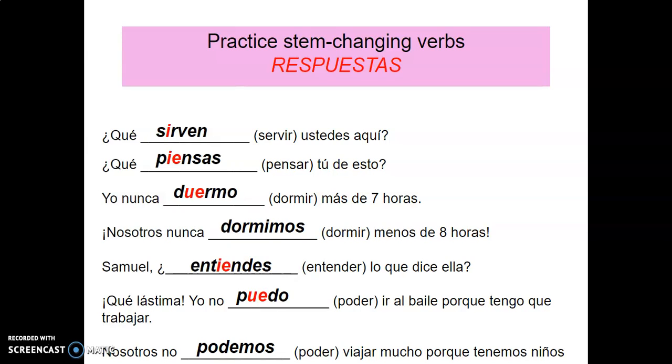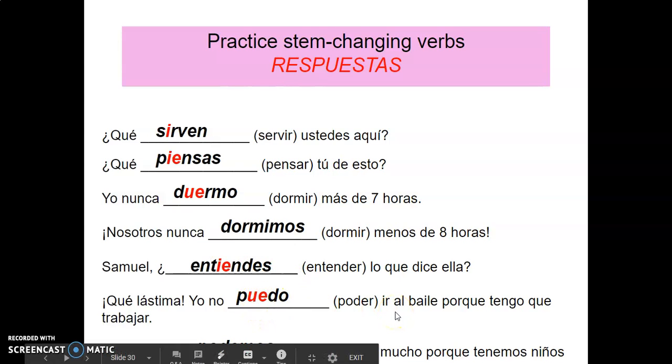And he might say, no entiendo nada, right? I don't understand anything. Next one, qué lástima. No puedo ir al baile porque tengo que trabajar. So, qué lástima. Ah, what a shame, what a pity. Yo no puedo. I can't, or I am not able to go to the dance because I have to work.